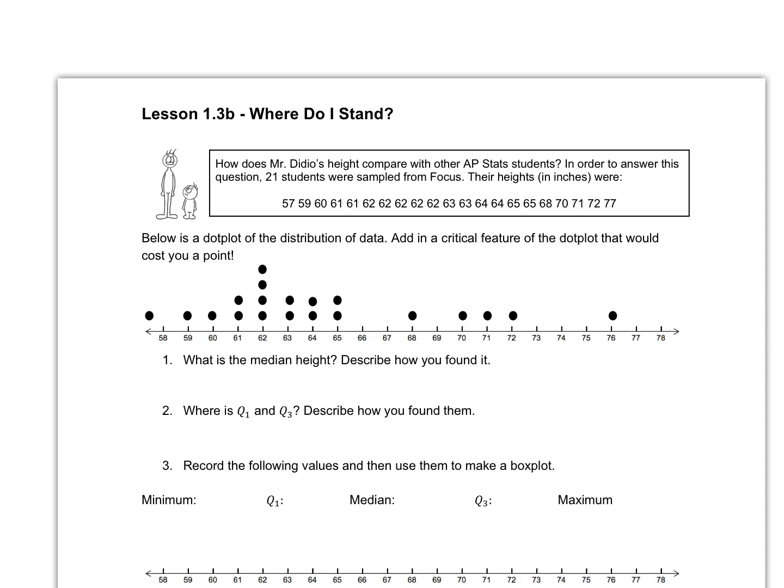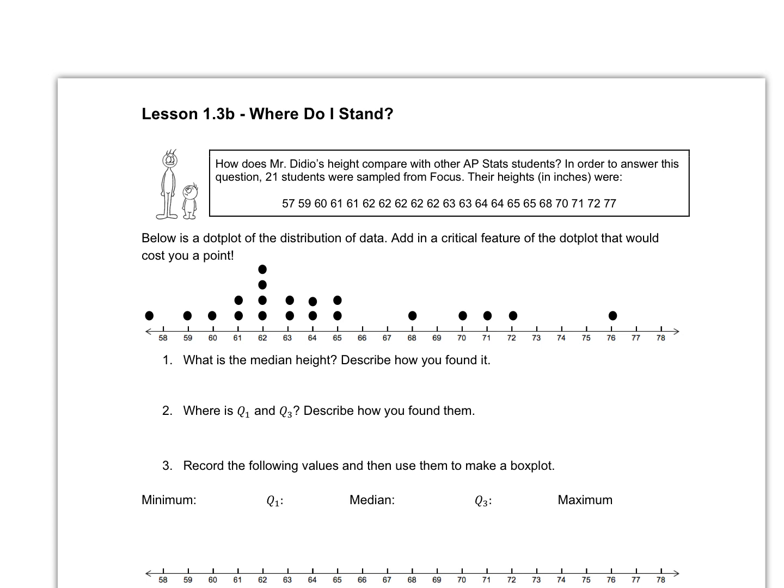Here it is. How does Mr. Dido's height compare with other AP Stats students? In order to answer this question, 21 students were sampled from Focus. Their heights in inches were as listed. Below is a dot plot of the distribution of data.